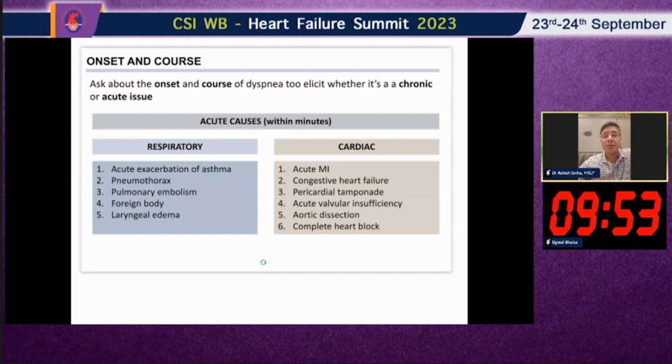What are the cardiac causes of dyspnea? One is acute myocardial infarction, congestive heart failure, pericardial tamponade, acute valvular insufficiency, aortic dissection, and complete heart block. Again, a host of cardiac causes where the patient will get breathless within minutes. Next slide, please.